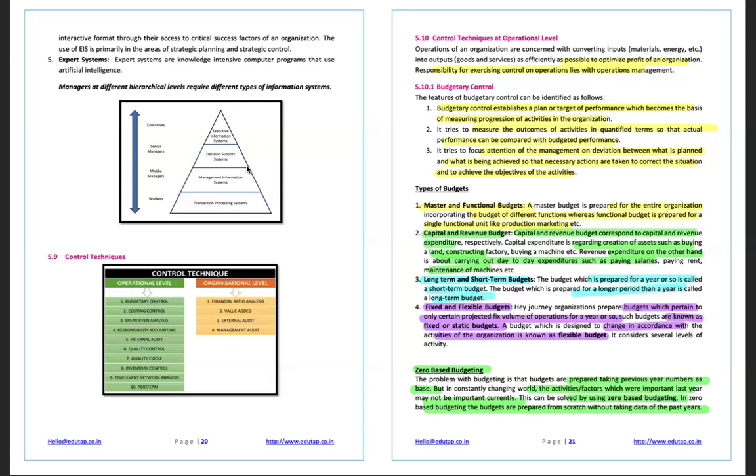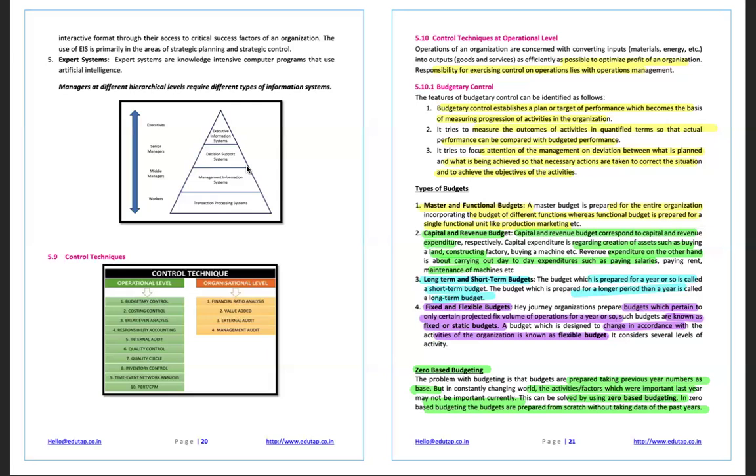एक plan है और target of performance which becomes the basis of measuring progression of activities in the organization. It tries to measure the outcomes of activities in quantified terms so that actual performance can be compared with budgeted performance. It tries to focus attention of the management on deviation between what is planned and what is being achieved so that necessary actions are taken to correct the situation and to achieve the objectives of the activities.